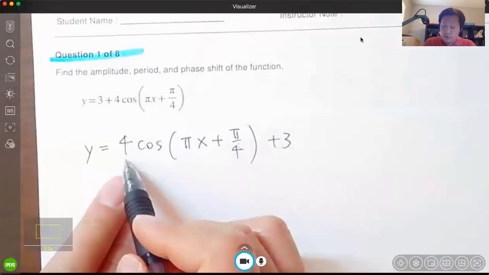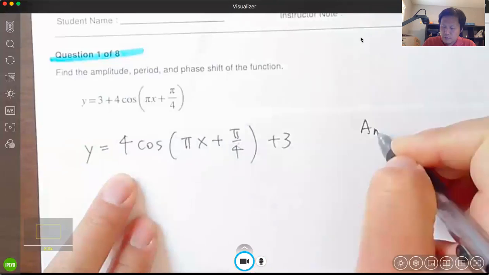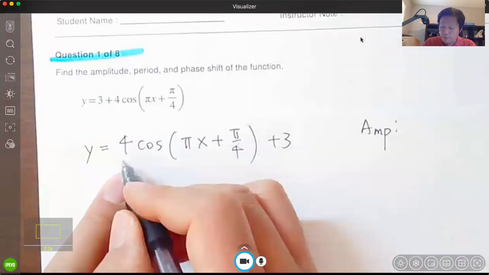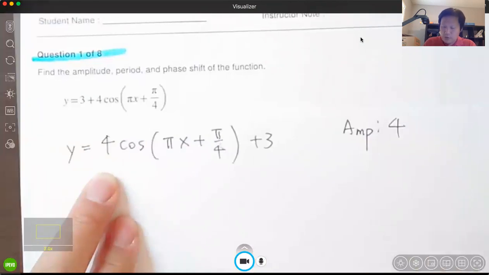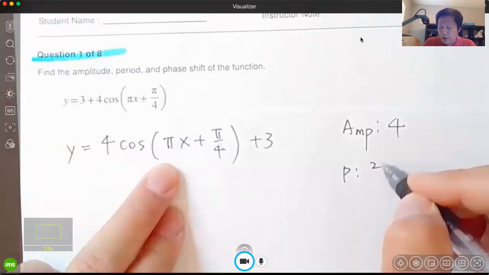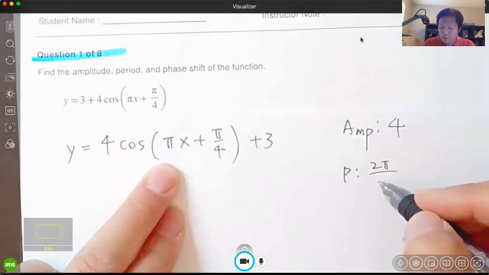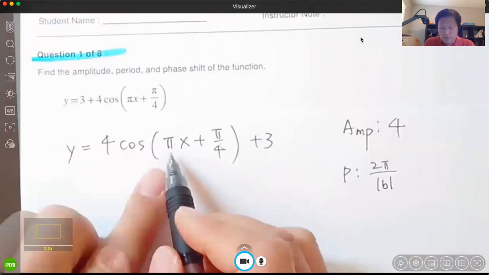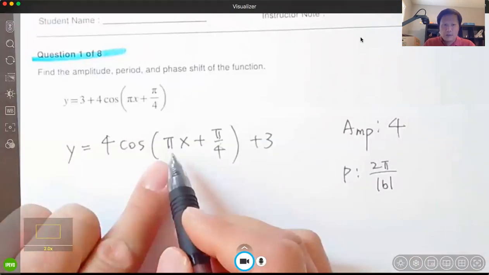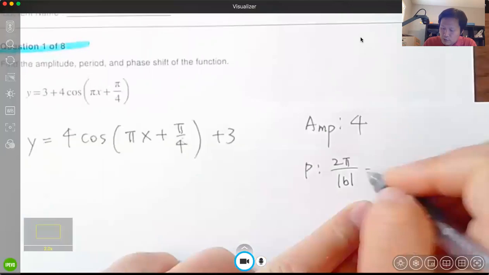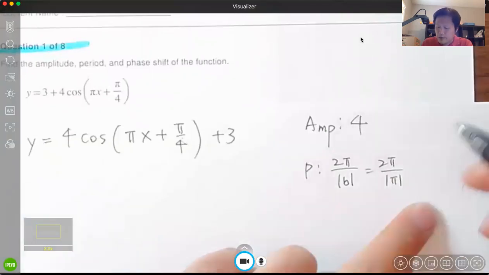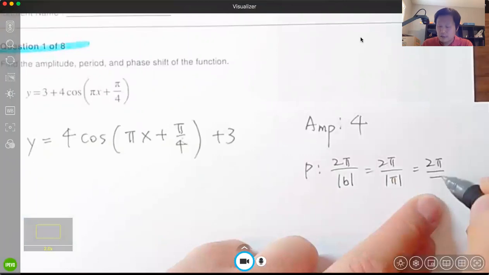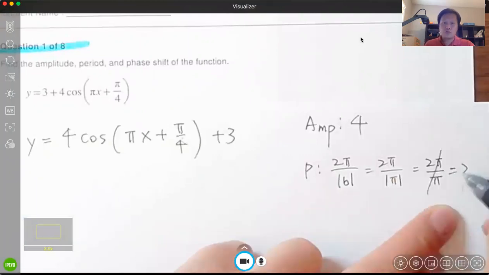Okay, amplitude here. Absolute value of 4 is 4. We got it. Period. Period is what? 2 pi over absolute value of b. B is the coefficient of x, which is pi. So in this example, you got 2 pi over absolute value of pi. Absolute value of pi is pi. Cancel that pi out, so we get 2. Period is 2.